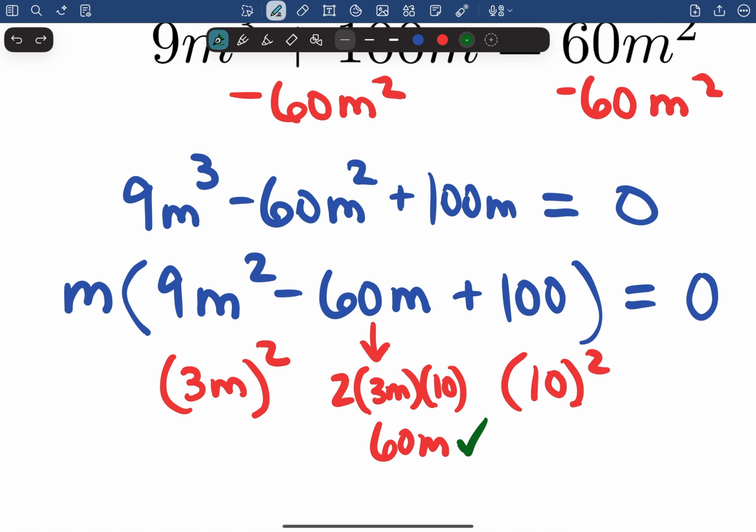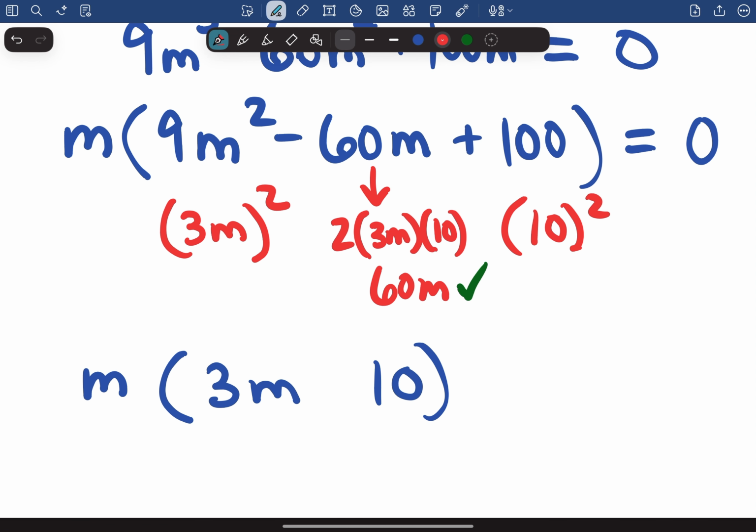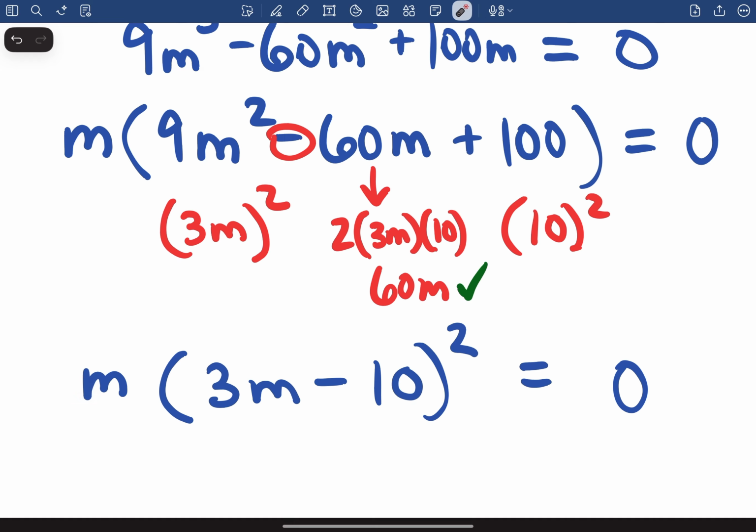And so why does that help me to know that? Because now it's easy to factor. Okay, so what I'm going to do is take that m, the GCF that I pulled out already, and then I'm going to take 3m and 10 and put them in a binomial, right? The 3m and the 10, they go in the binomial. And I see a minus sign right there, and that's why I'm going to put a minus sign between the two terms in the binomial. And then I'm going to raise that binomial to the second power, meaning I'm going to multiply it by itself. Okay, and so this is the factored version of that.